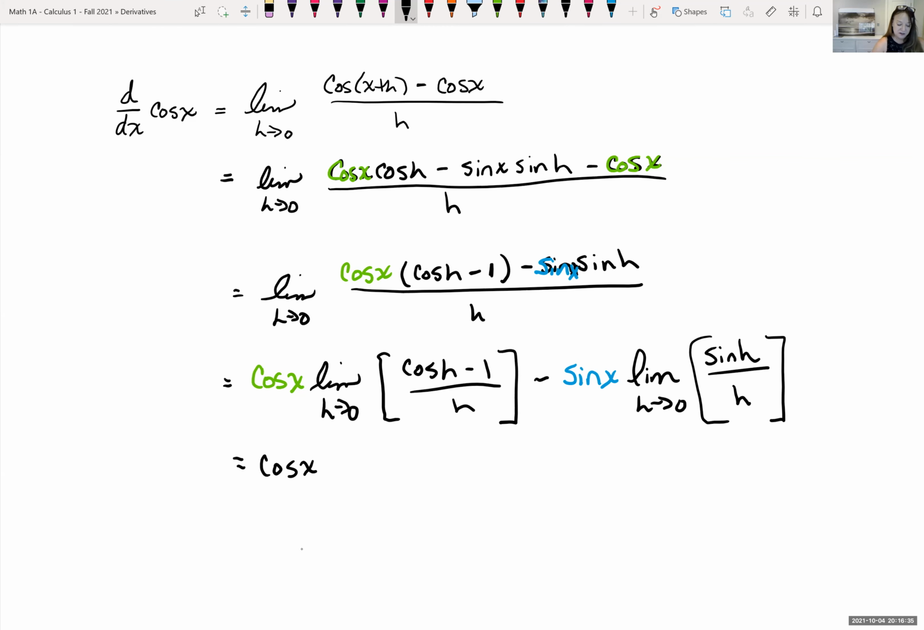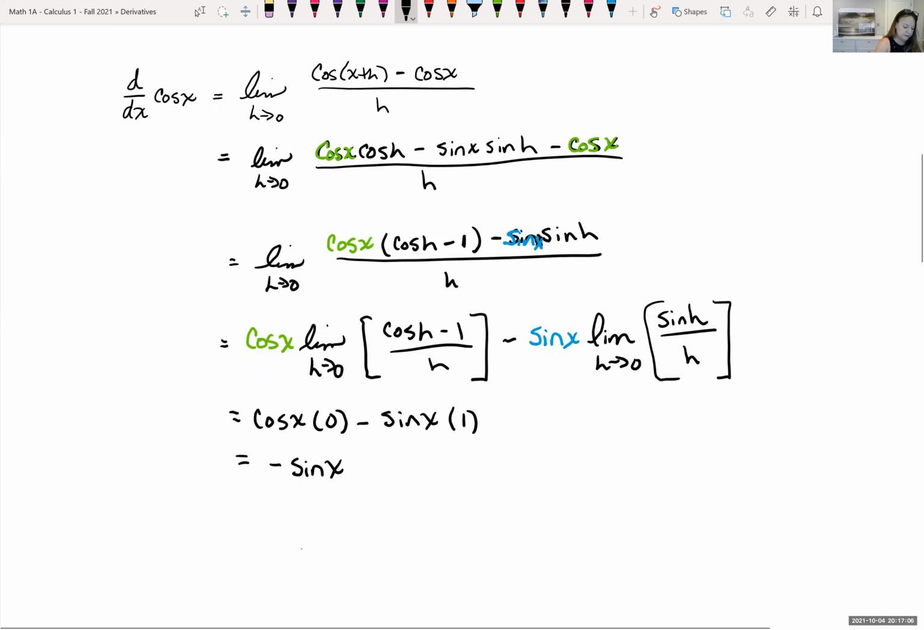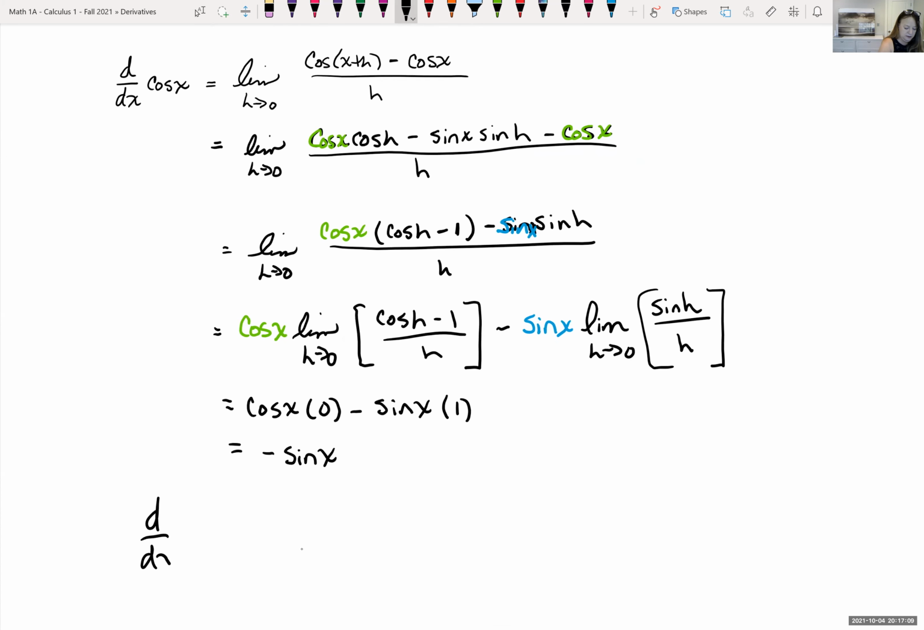Well, the limit as h goes to 0 of cosine of h minus 1, all over h, that goes to 0. Minus sine x, and then the limit as h goes to 0 of sine h over h, that was 1. And so cosine of x times 0 is 0. And then we have minus sine of x times 1, which is negative sine of x. So we just saw, or proved, that the derivative of cosine of x is equal to negative sine of x.